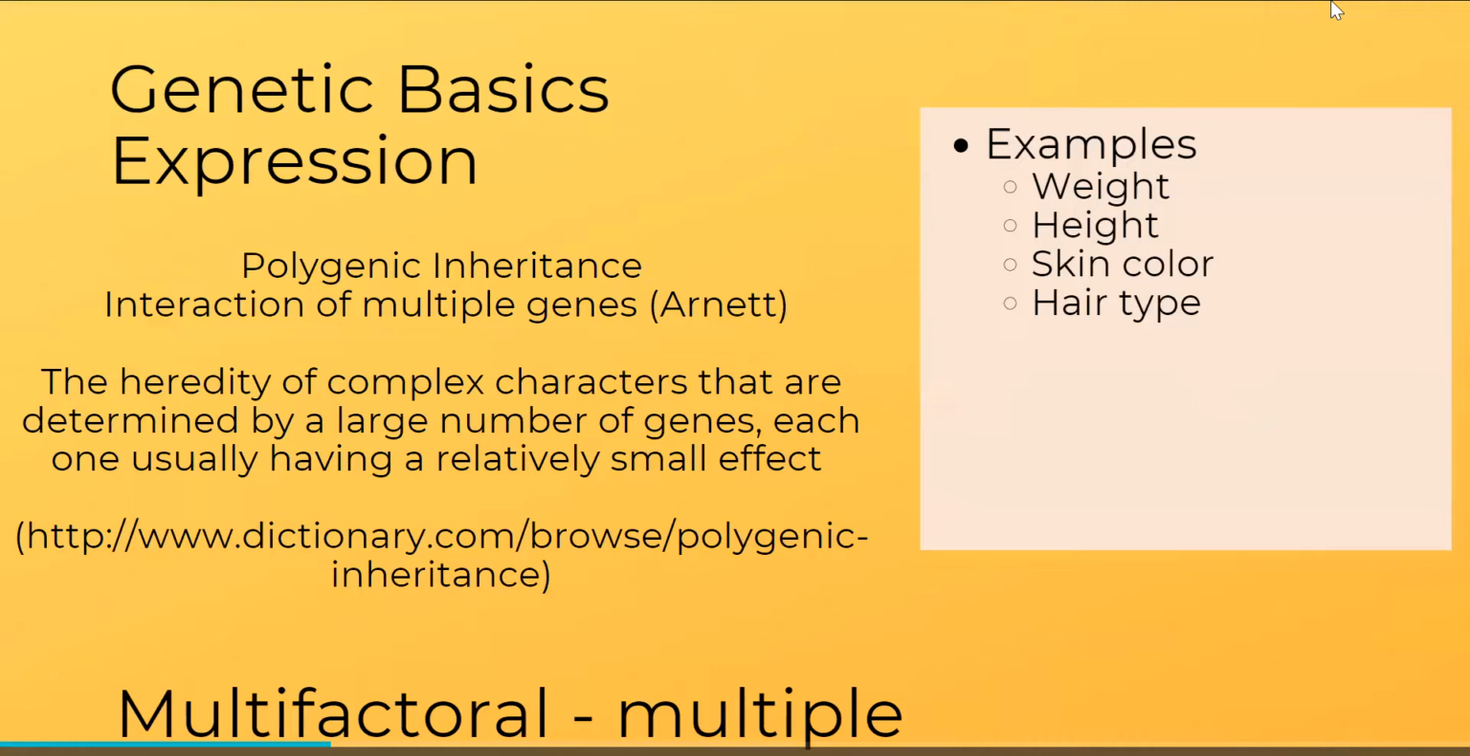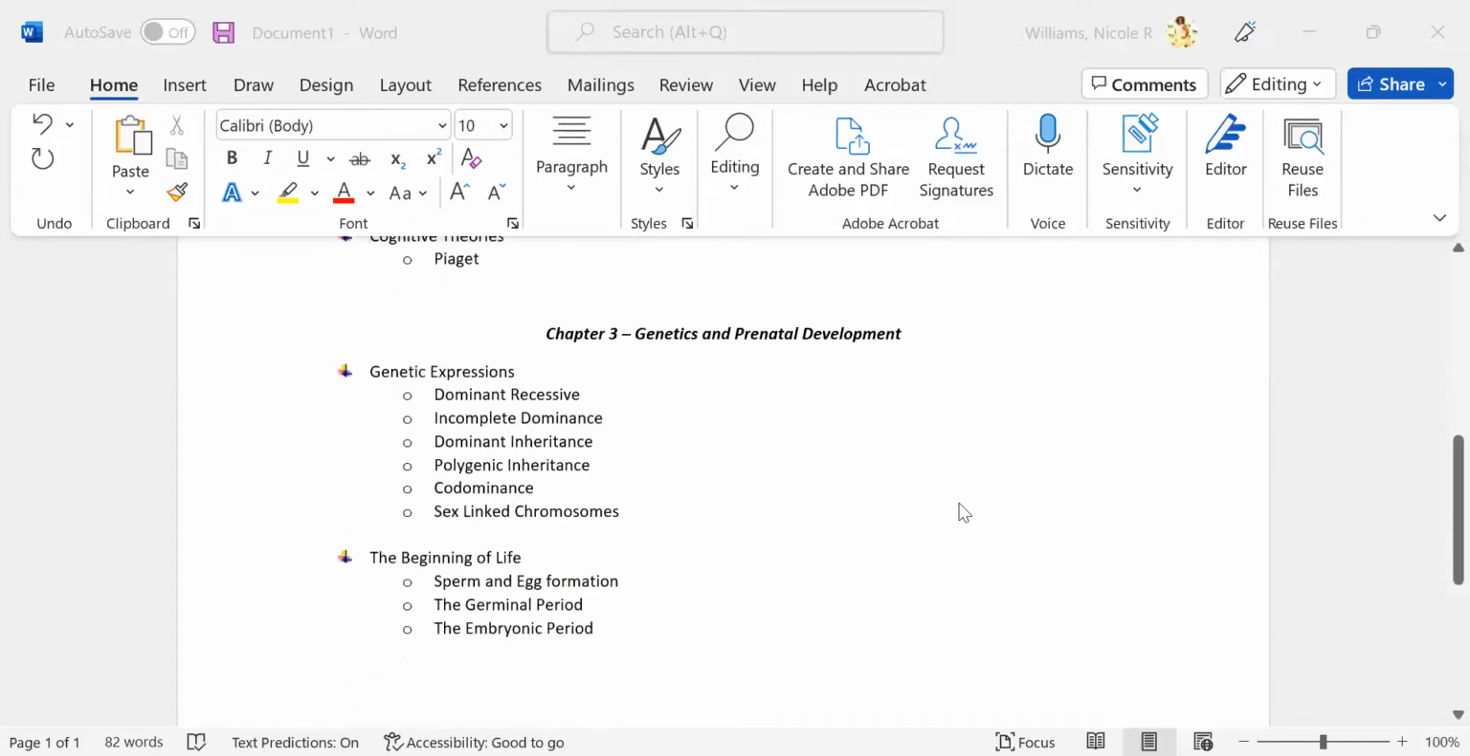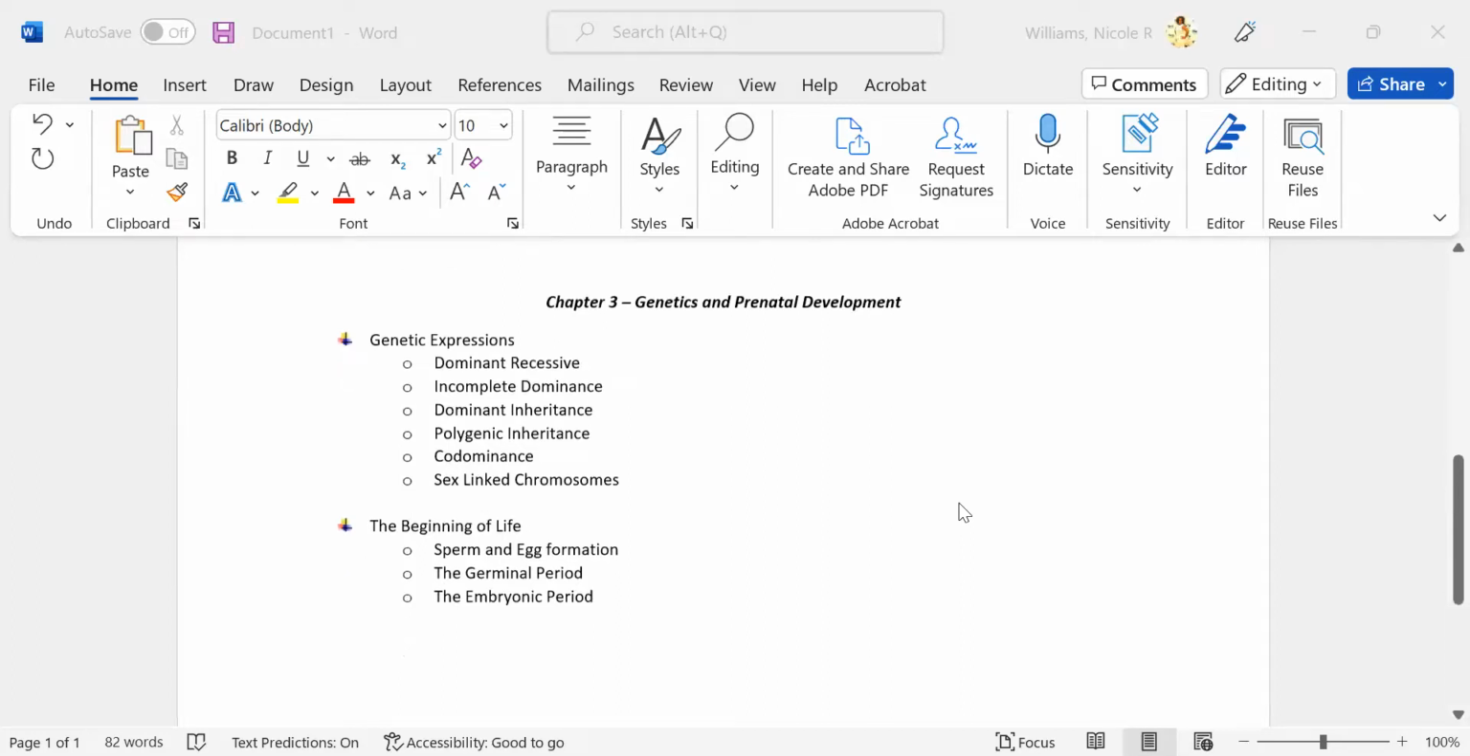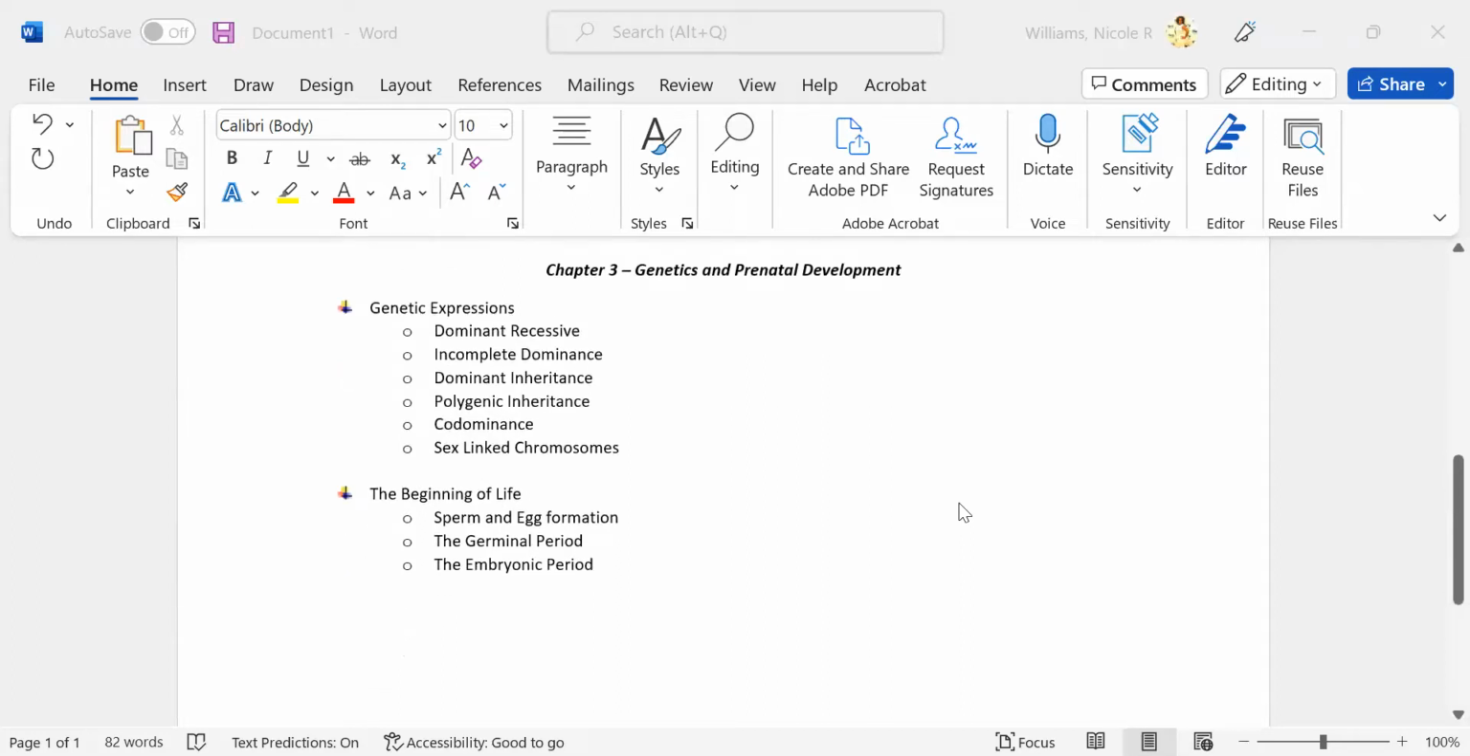Okay. All right. And then once again, once you do that, let me stop sharing again. So share one more time. So for an example, Chapter 3, genetics and prenatal development. So we talked about genetic expressions. We talked about dominant recessive, incomplete dominance, dominant inheritance, polygenic, blah, blah, blah, blah. All of that's on the PowerPoint, all right? All of that is also in the textbook.